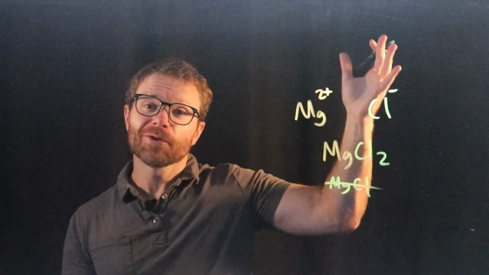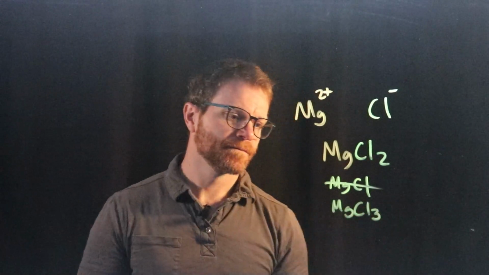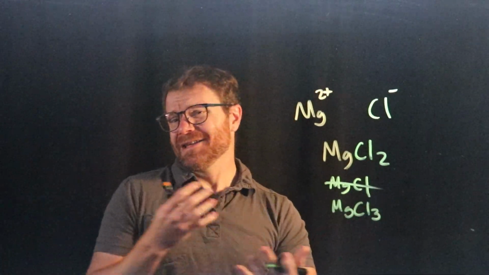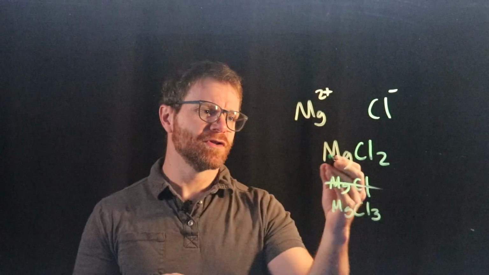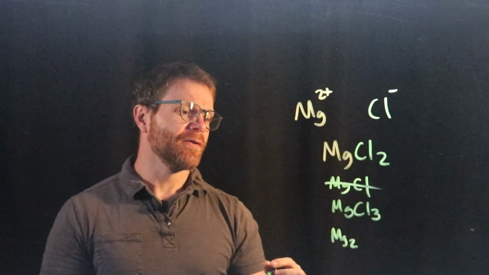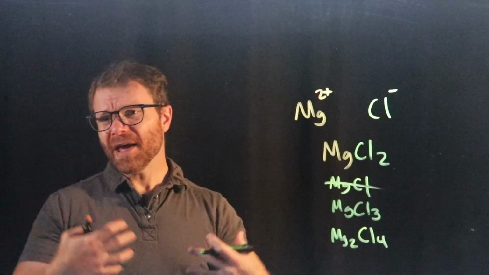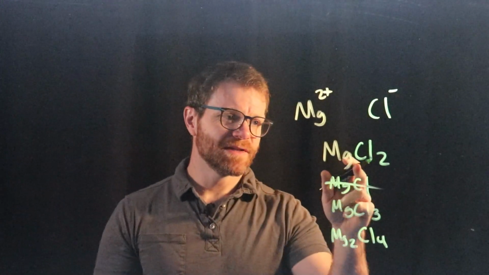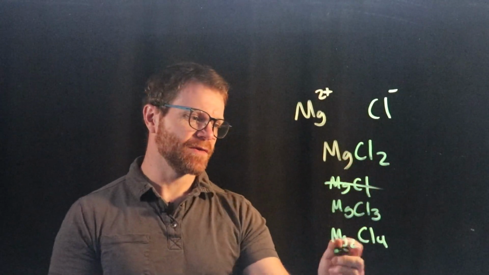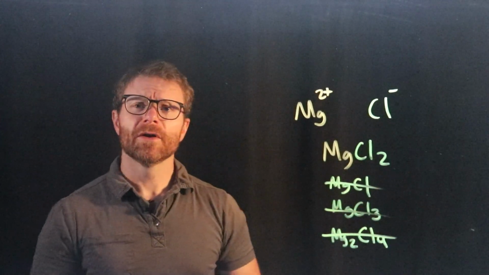If we had 3 chlorines, they also wouldn't be balanced. We'd have too many anions in this case, so there'd be no MgCl3. We could, I suppose, have 2 magnesiums, Mg2, and then 4 chlorines, Mg2Cl4, but basically that would simplify down to just the same as MgCl2, because if we divide both those by 2, we just end up with MgCl2. So that wouldn't matter either.